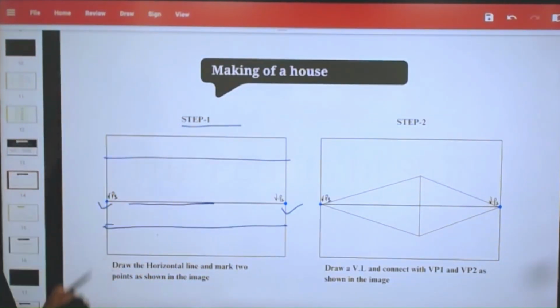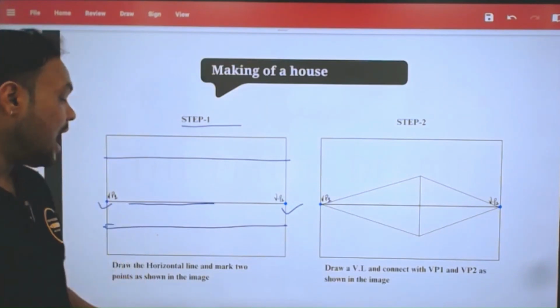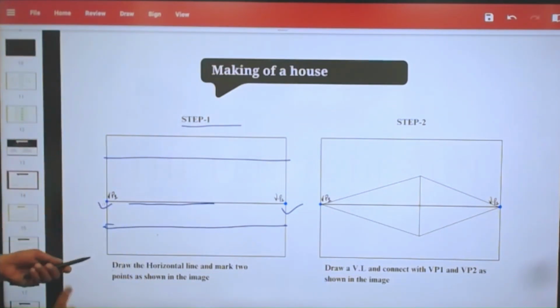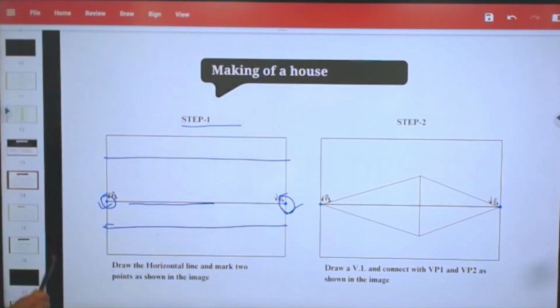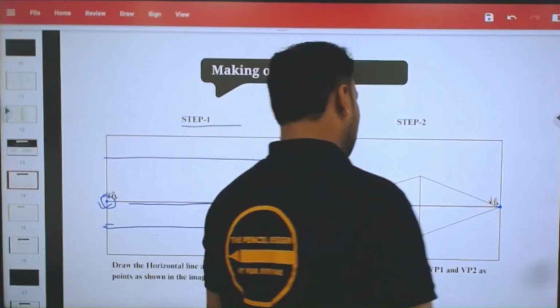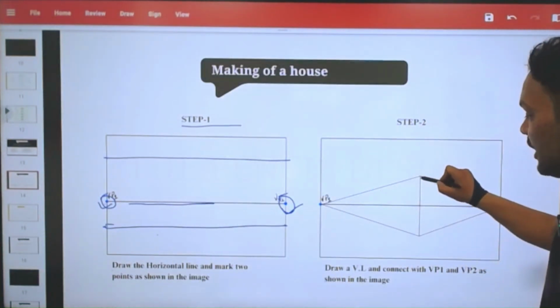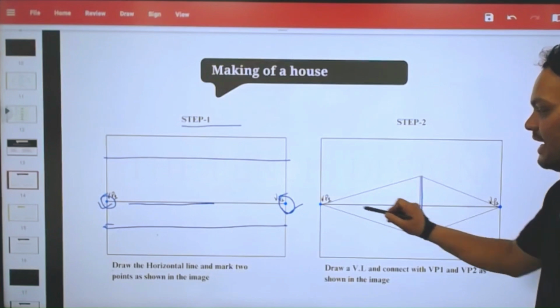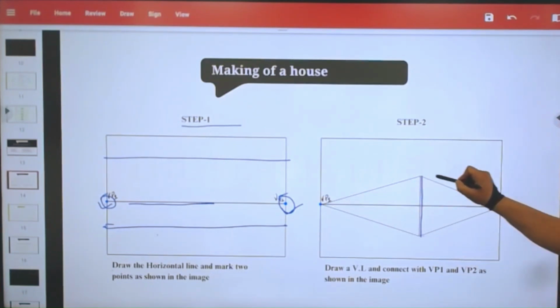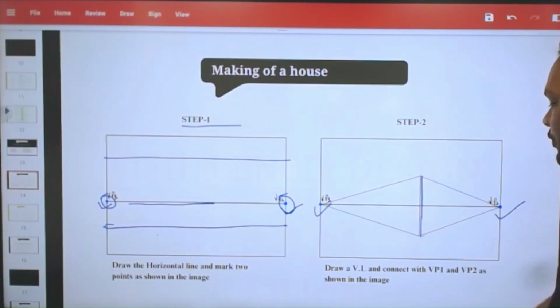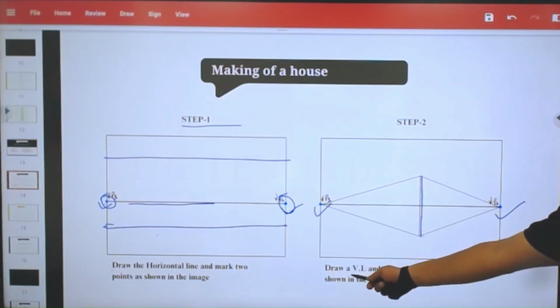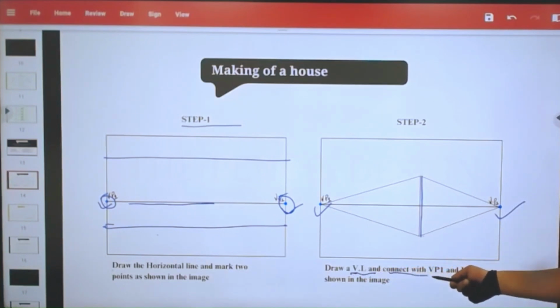But this should be a perfect horizontal line, and these points will come on the cross section, VP1 and VP2, right? The first part. Next step is to make or draw a vertical line like this, and you guys will connect that vertical line with both of the points, vanishing point 1 as well as the vanishing point 2. So it's written draw a VL, which means vertical line, and connect that with VP1 as well as with VP2. Clear?